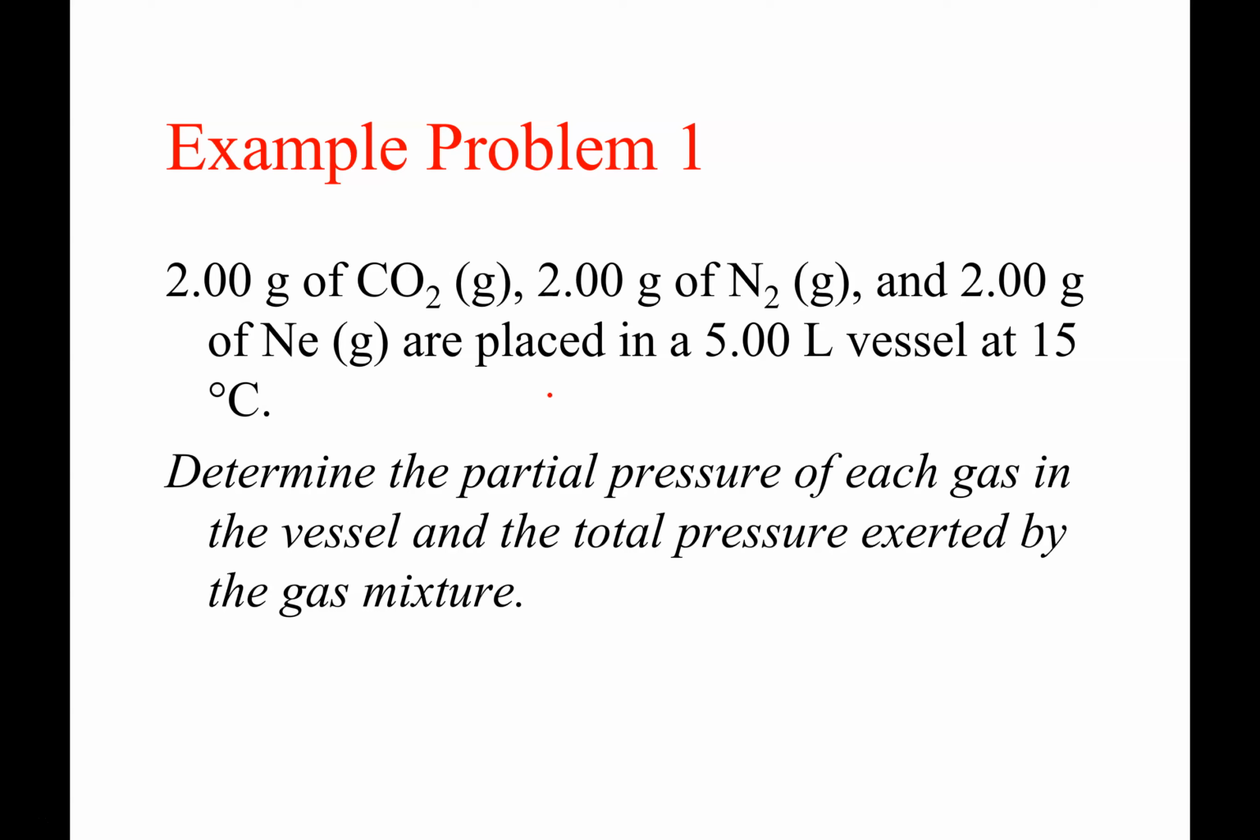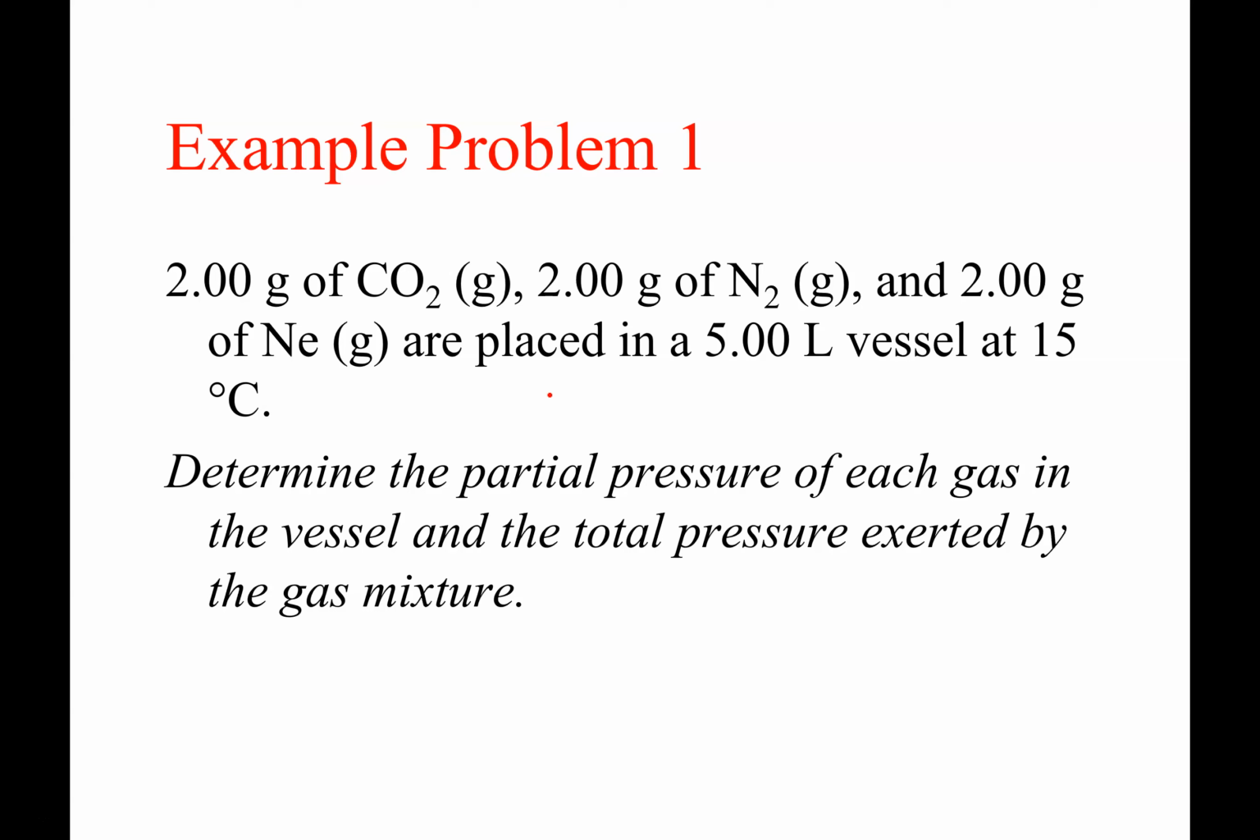So we have some information about the container. The volume of the container is 5.00 liters. We know the temperature, although I bet we're going to have to convert that to Kelvin here in a minute. We know the temperature is 15 degrees Celsius. And we know that we have this relationship, PV is equal to nRT.